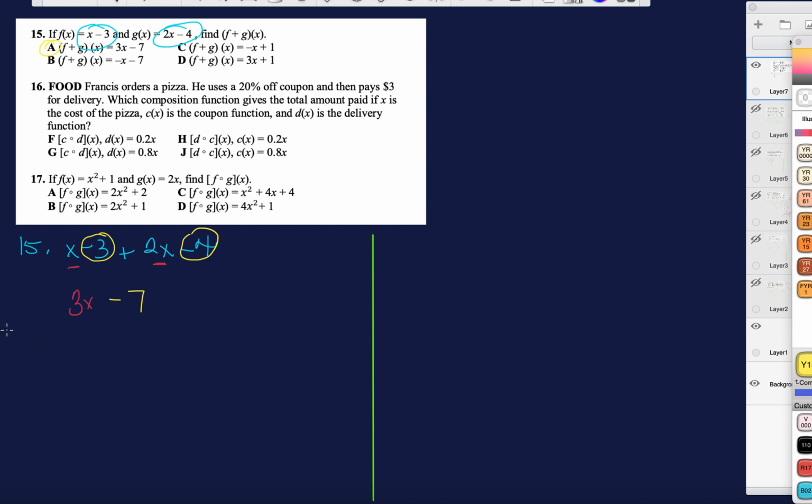Okay? Looking at number 16, I didn't give it enough space. I want you to look at this. If you have a 20% off coupon, what percentage are you paying for your pizza? Where C is the cost of the pizza. All you had to do was look for C is 80% of the total cost, right? Because we had 100 minus 20%, which gives me 80%, right? Times the total of the pizza. Good? All right, moving on.